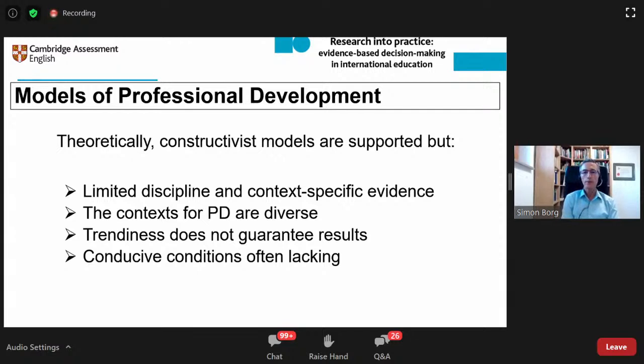So, for example, we might say we're going to adopt a mentoring approach to professional development. Now, mentoring is a constructivist model. It emphasizes dialogue between teachers. It emphasizes situated learning in schools and classrooms. However, for mentoring to work effectively, a number of conditions need to be in place.